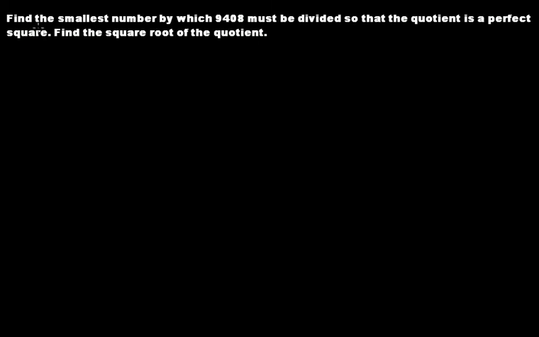We have the next problem. Find the smallest number by which 9408 must be divided so that the quotient is a perfect square. Okay, find the square root of the quotient. 9408 is not a perfect square as per the quotient.